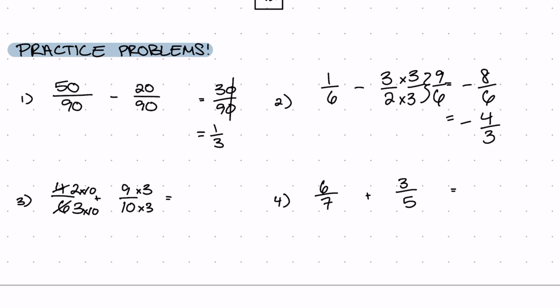That's going to make this easier to add. So that's going to be equal to 2 times 10, so 20 over 30 plus 9 times 3, so that's going to be 27 over 30. And then that's going to be equal to 47 over 30. And that's how you do that.